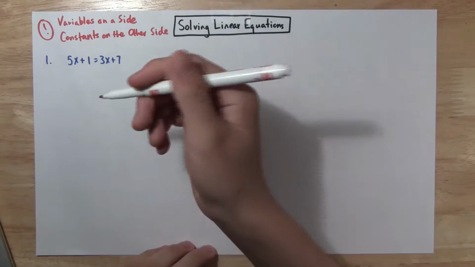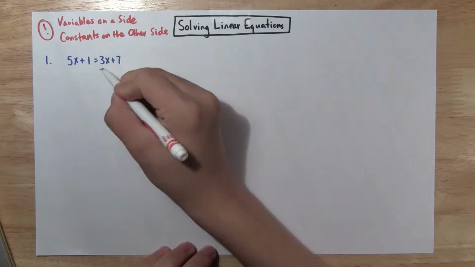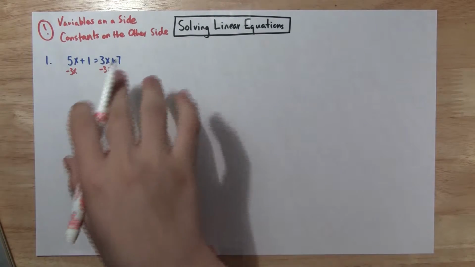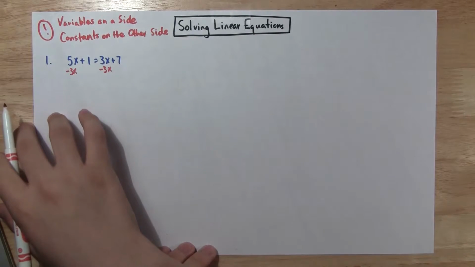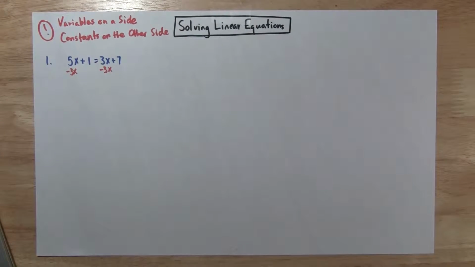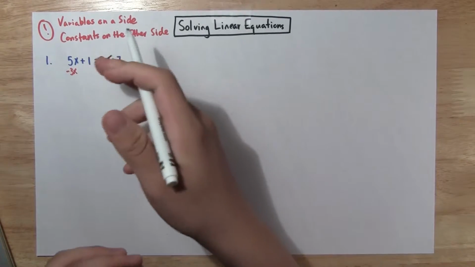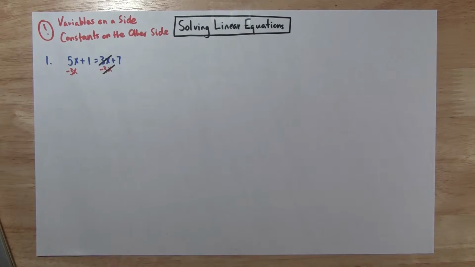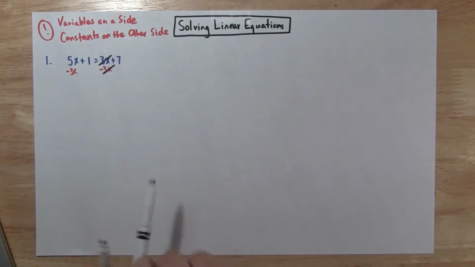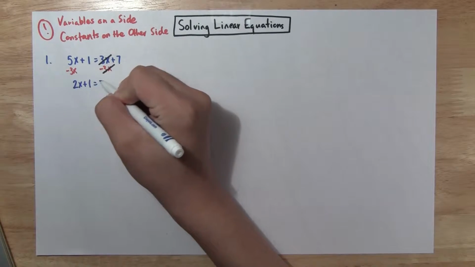So what we need to do is, to get this 3x over here, we want to subtract 3x from both sides. Keep in mind, whatever you do to one side of an equation, you have to do to the other. So we have 3x minus 3x, and we know that this cancels out because you have 3x and then you have minus 3x. They sum to 0. Now we have 2x plus 1 equals 7.